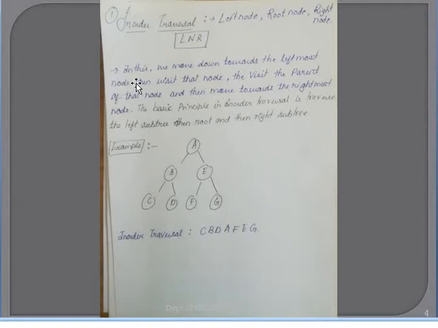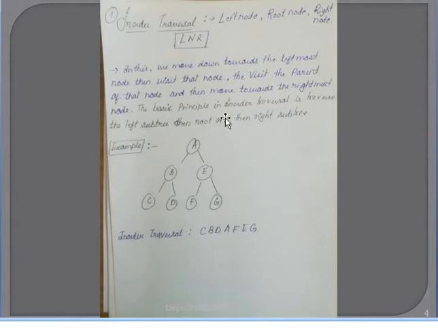Here we move towards the left node, then visit that node. After that we visit the parent of that node and then move towards the right node. The basic principle in the in-order traversal is traversing the left subtree, then the root node and then the right subtree. For remembrance, we keep in mind the notation: left, then the root node, the parent node, and the right node.